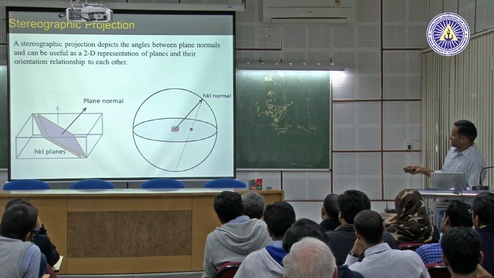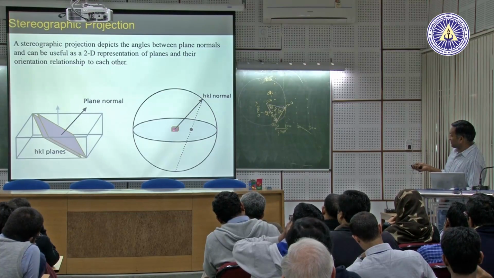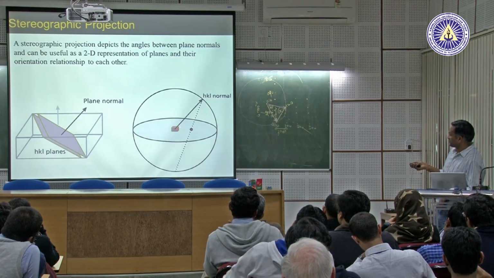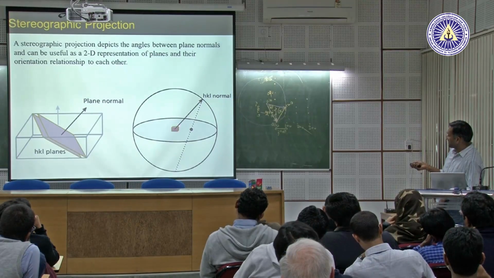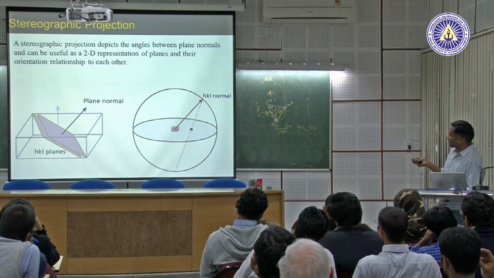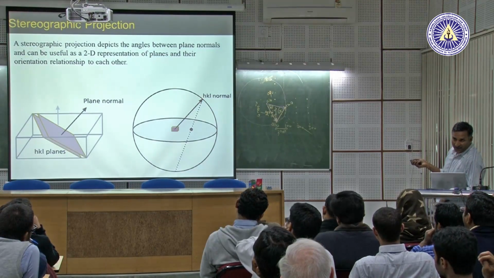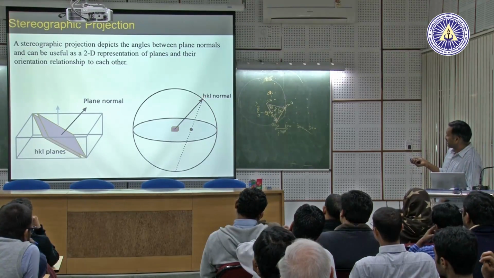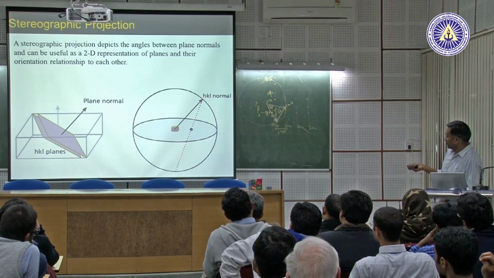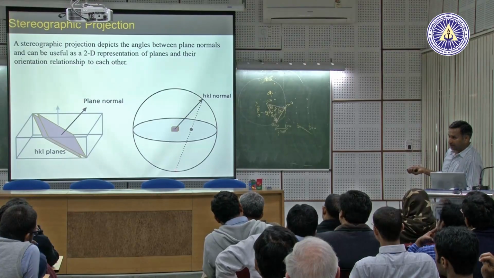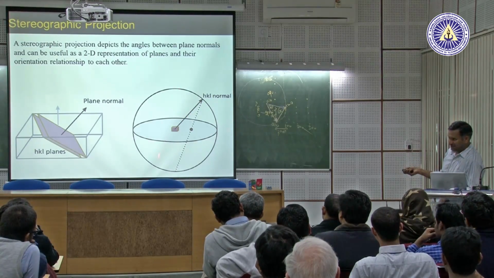So let's say you have this set of planes and this is the plane normal. If you put this crystal at the center of a sphere and draw, for a particular plane HKL, the normal of those planes, let it intersect with the surface of the sphere and connect this intersection with the south pole. Okay, this is north pole, this is south pole, this is east, this is west.